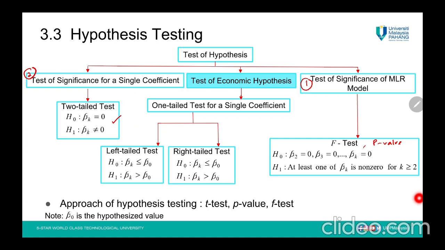K here actually refers to the kth independent variable. And in this test, we can use either the t-test or the p-value.